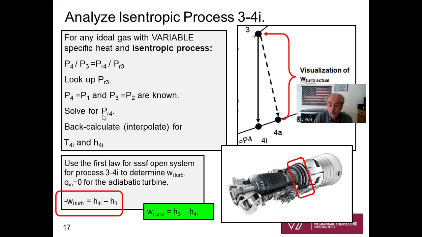Okay. So all that's known. So it's simple for us to solve for PR4. Once we have PR4, we're going to go to our table, A-22. We're going to back calculate or interpolate H4 isentropic and T4 isentropic. Not bad. Well, so what? Now we can write the first law for process 3 to 4I. Let's see, Qin, 0, it's adiabatic, minus W isentropic of the turbine equals H4I minus H3. We solve for W isentropic of the turbine, H3 minus H4I. Boom, we've got little w isentropic of the turbine.